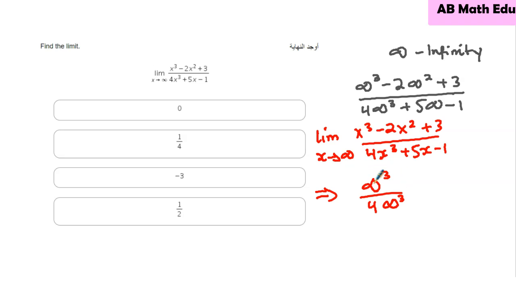The infinity cube is the same thing here, so they will turn into 1. So here is only 1 left, so 1 and 4 times 1, which is that, and that will give us the answer. So the answer will be 1/4, a quarter.